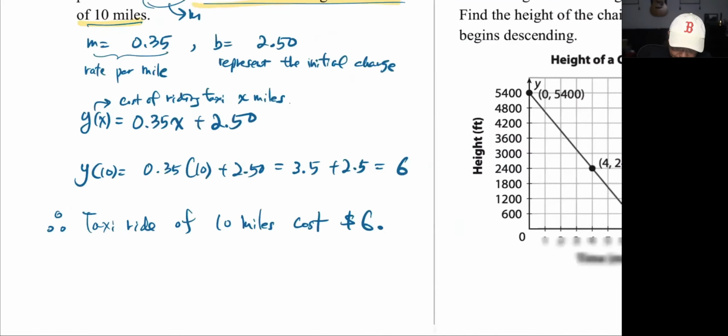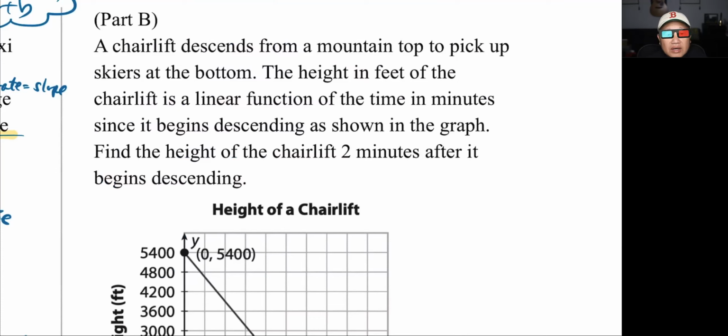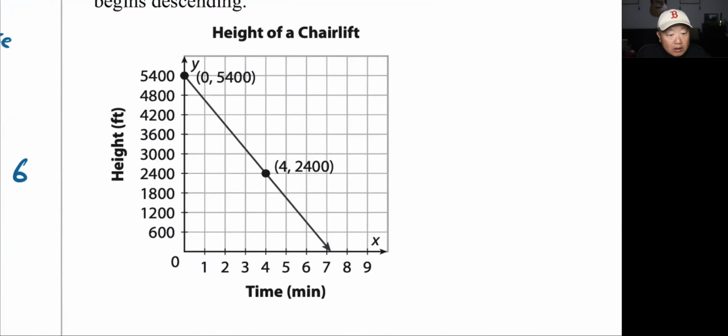A chairlift descends from the mountaintop to pick up skiers at the bottom. The height in feet of the chairlift is a linear function of the time in minutes and begins to descend as shown in the graph. Find the height of the chairlift after 2 minutes. This one is more of looking at the graph, isn't it?